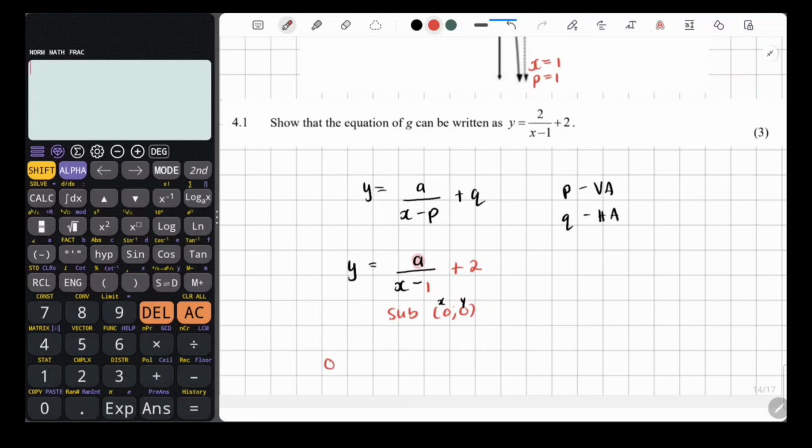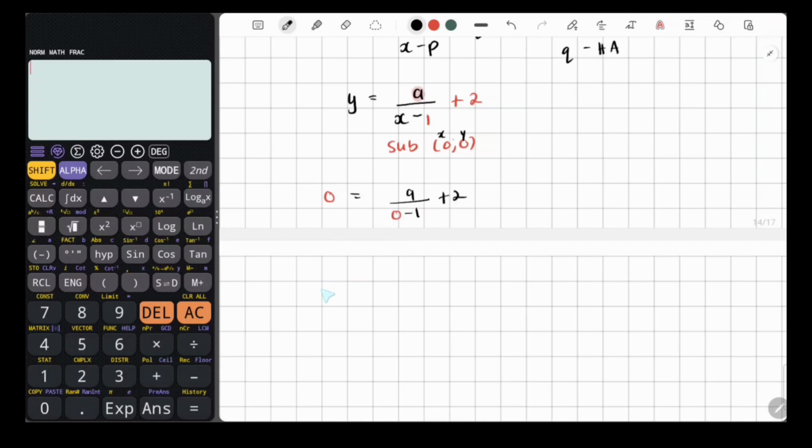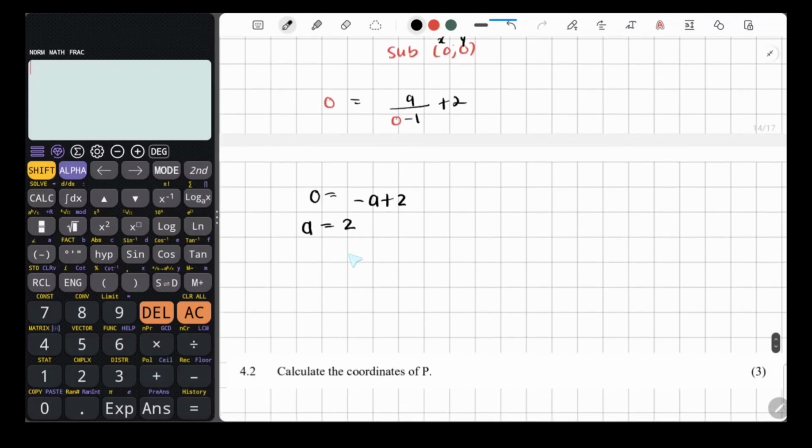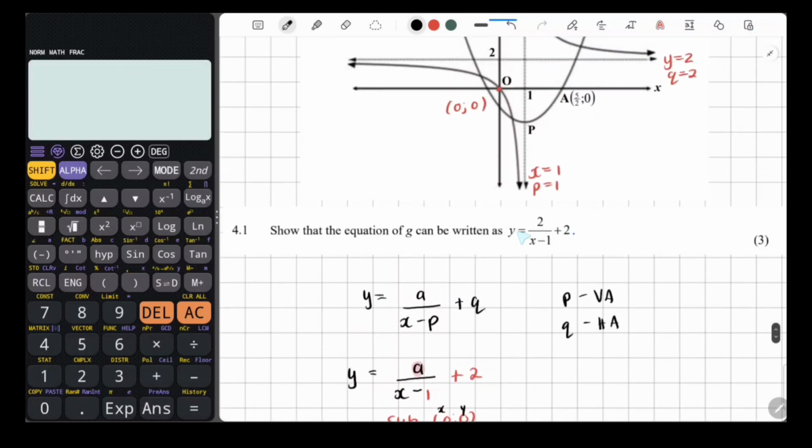So we're saying that 0 = a/(0 - 1) + 2. Now 0 minus 1 gives you negative 1, and a divided by negative 1 would be negative a, and then we have plus 2. To make the a positive and solve for a, we can just take the a over. And so we have a = 2. So there we go, we have everything here. We can conclude that y = 2/(x - 1) + 2, and that is, of course, what they told us to find.